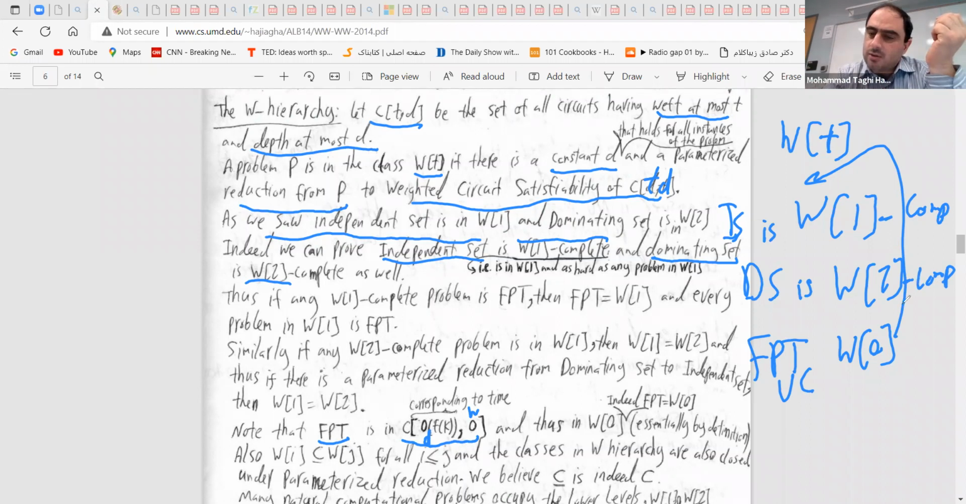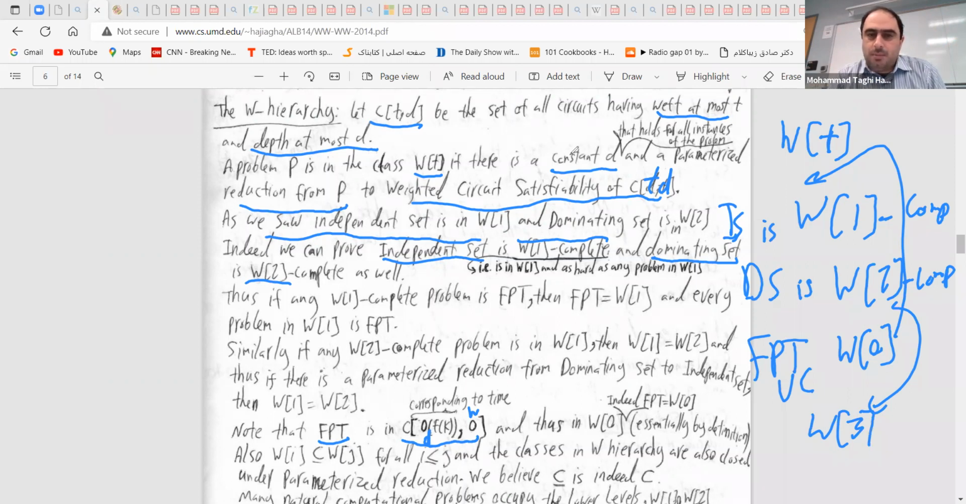Now the question is, what about W3 and so on? We have these classes W1, W2, W3, W4, and so on. Interestingly, you can define some problems which are in any Wi. However, almost all problems that we are considering are either W1 complete or W2 complete, or they are FPT. So there are not too many natural problems which are W3, W4, or W5 complete.